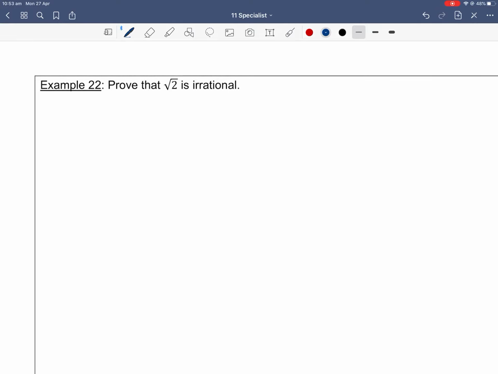So recall, a number is rational means that you can write it as a fraction where the numerator and denominator have no common factors. Okay, so we start off a proof by writing down our goal. We want to prove that root 2 is irrational. How do we do it? We're going to go proof by contradiction.